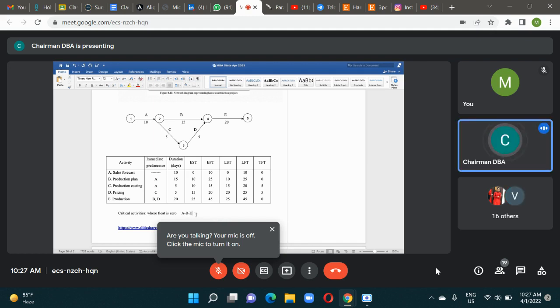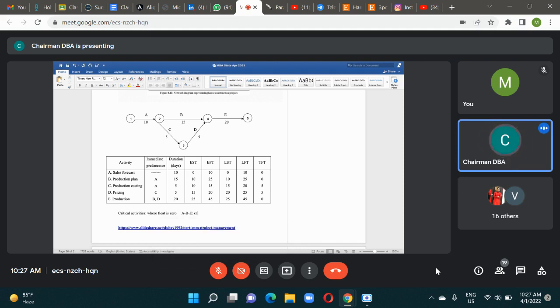So A, B, E. The path described by critical activities is known as the critical path. So A, B, E is the critical path, and the duration of this critical path is your project completion time. How much is this? 10 plus 15 plus 20 is how much? 45 days is your project duration.